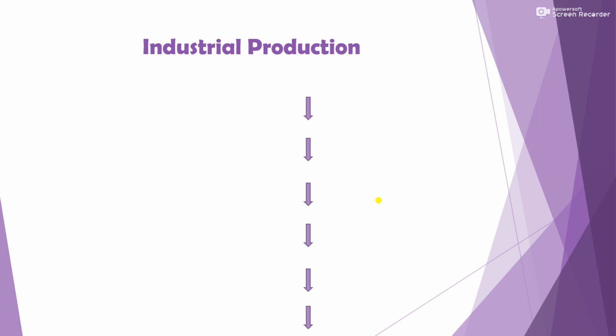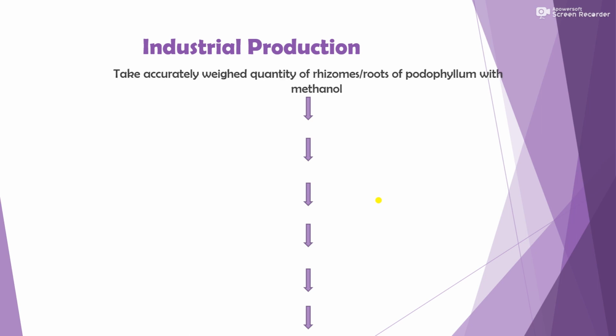Next is the industrial production for the same. Take an accurately weighed quantity of rhizomes or roots of Podophyllum with methanol, filter it, evaporate to a semi-solid mass, and dissolve the semi-solid mass in acidic water.